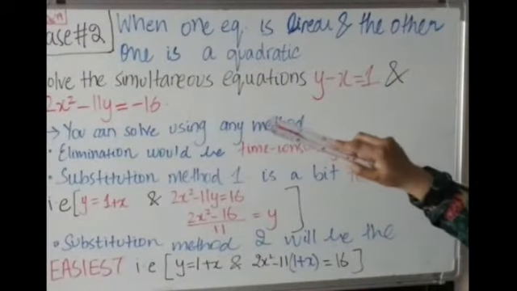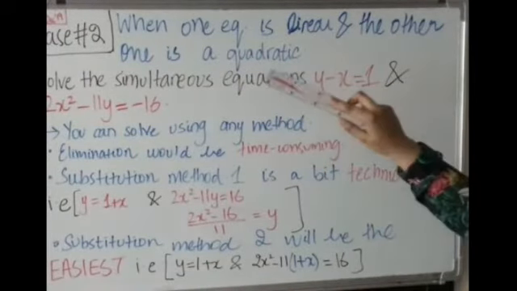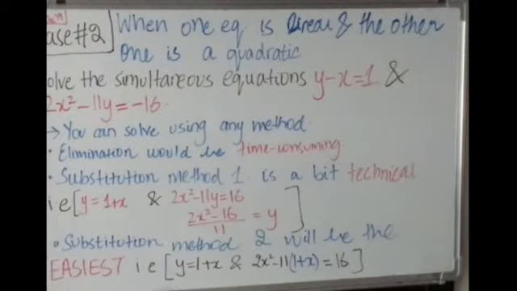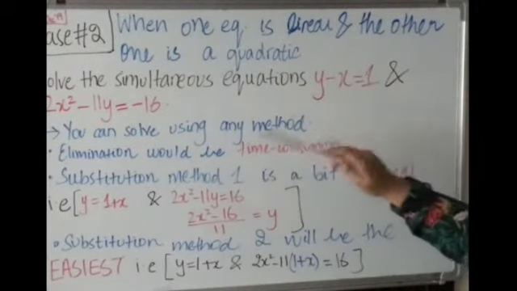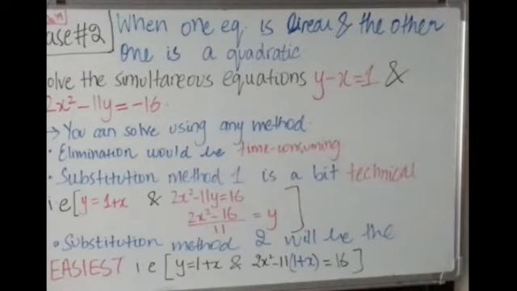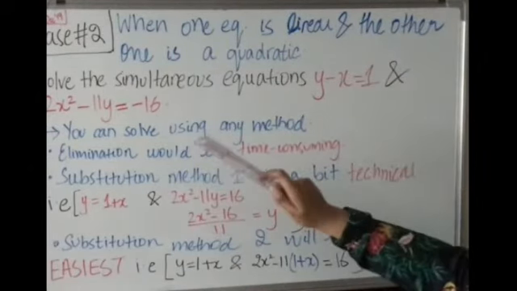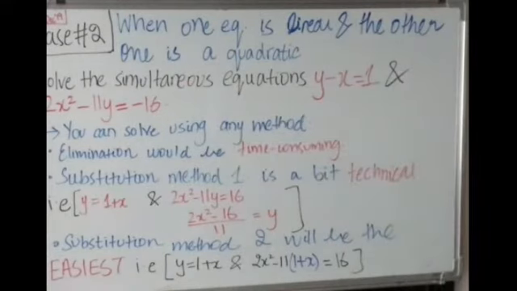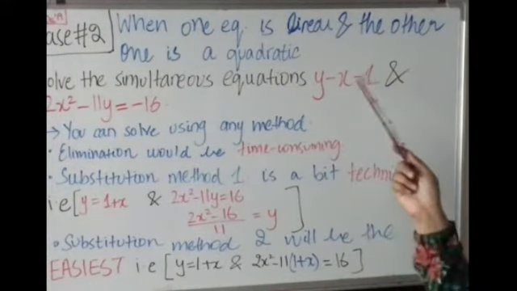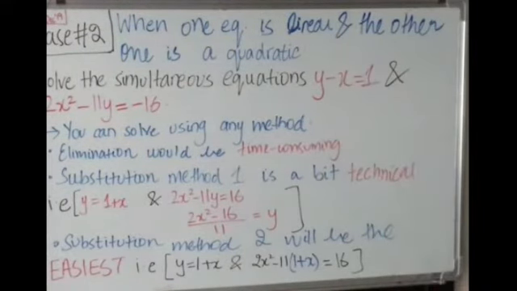Okay, so our next case is when one equation is linear and the other one is a quadratic, and this is our last case, okay? Now, the question says y minus x equal to 1 and 2x squared minus 11y is equal to minus 16. And you have to find the value of x and y, of course. Before solving the equation, we need to think for a moment which method would be the best to use here.